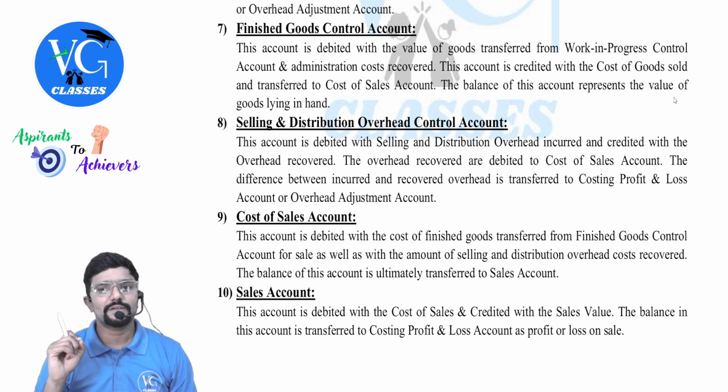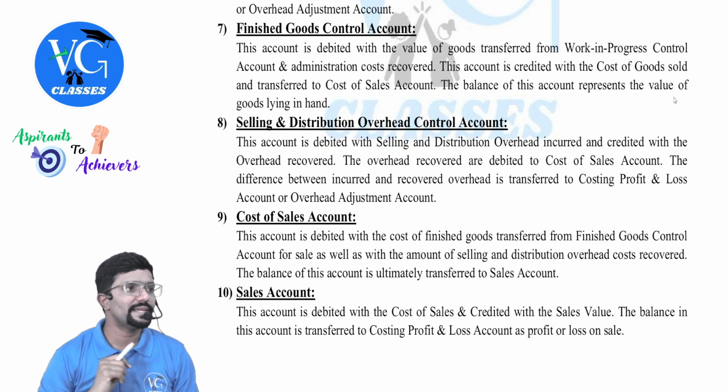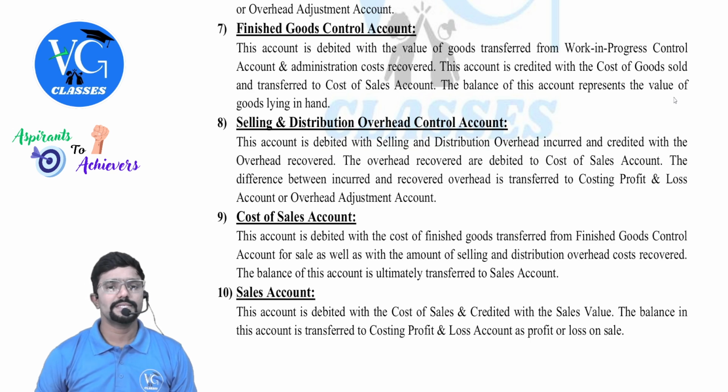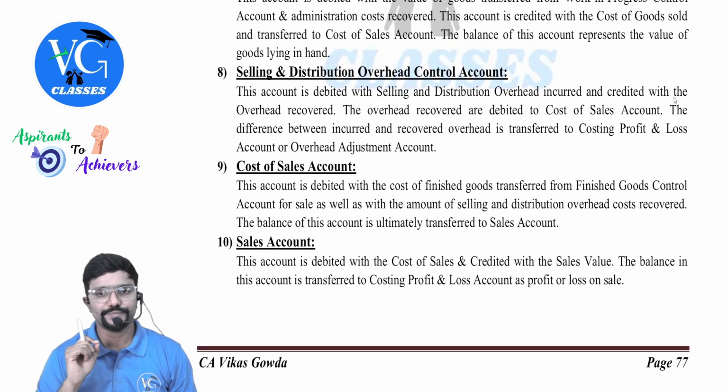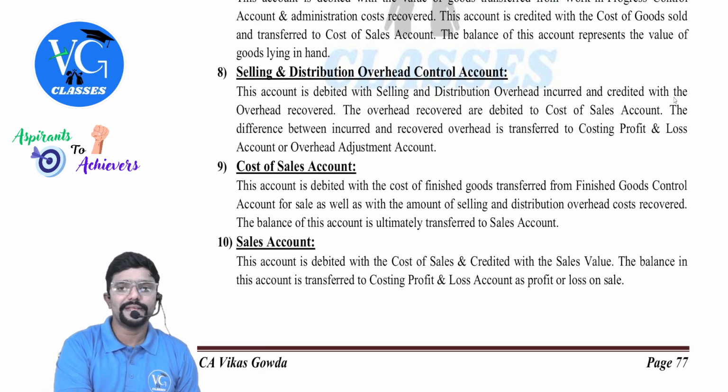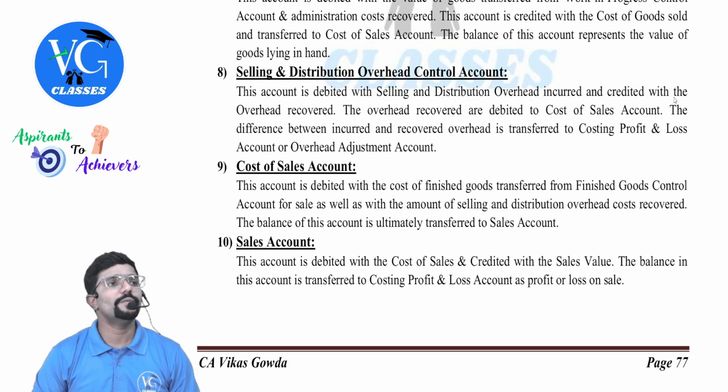This account is credited with cost of goods sold and transferred to cost of sales account. The balance of this account represents the value of goods lying in hand, that is at the end, finished goods closing stock. Selling and distribution overhead control account. This account is debited with selling and distribution overhead incurred and credited with overhead recovered. The overhead recovered is debited to the cost of sales account.